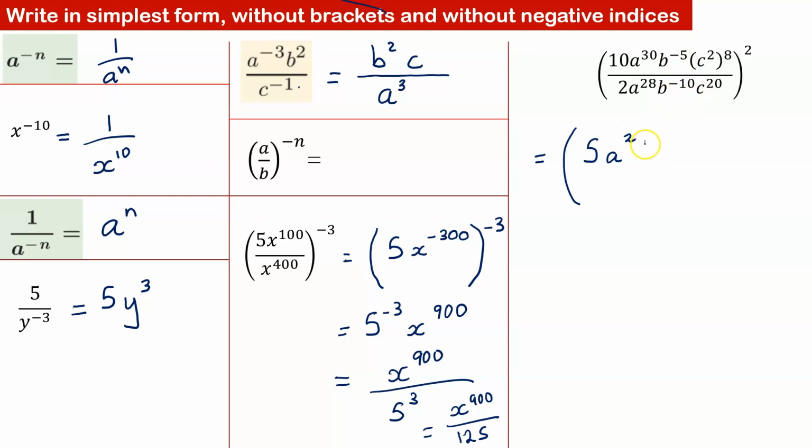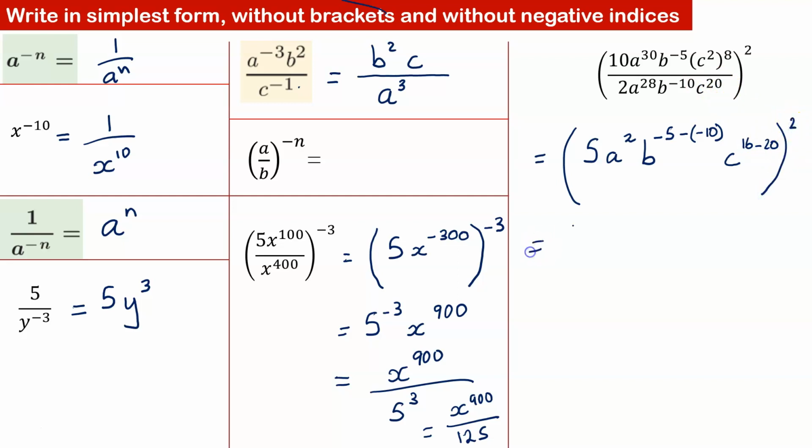Now, I'm going to write down the steps for this one, because if we're going to make a mistake, it's probably with the b. So let me write down b to the minus 5 minus negative 10. Followed by c. Now c, 2 times 8 is 16. And then with that 20, we do minus 20. And now we square it.